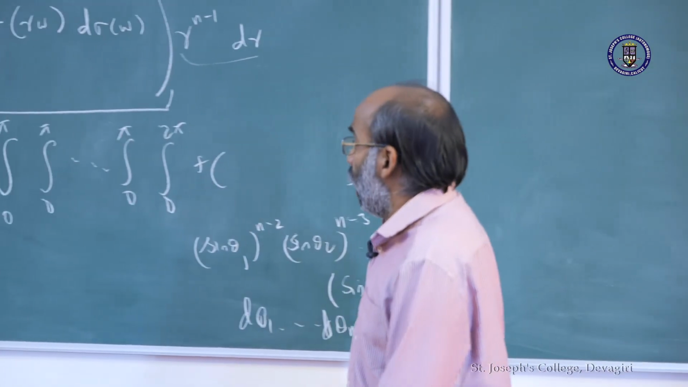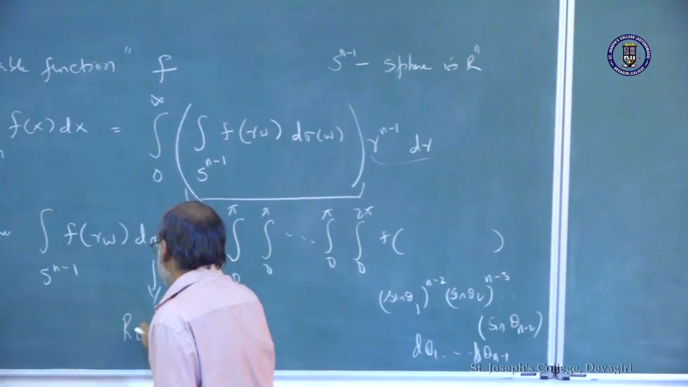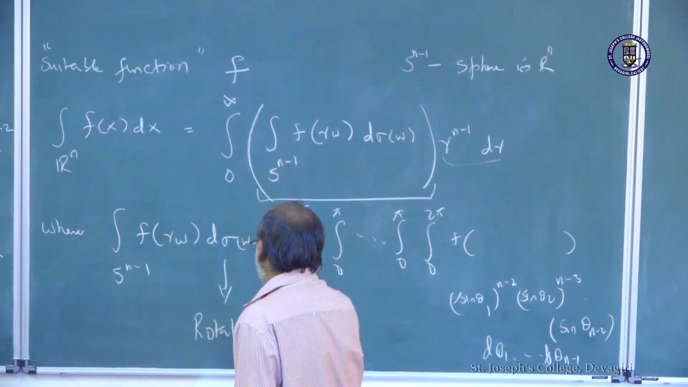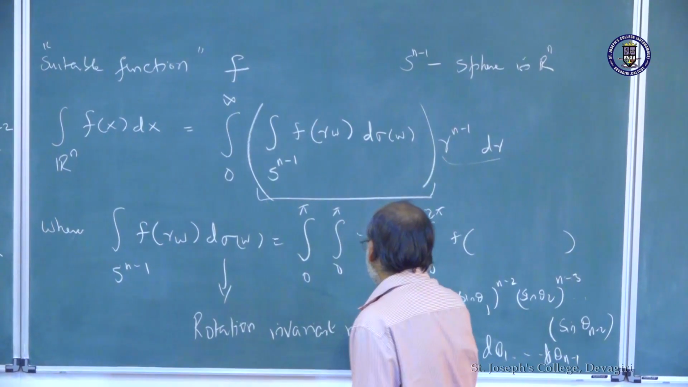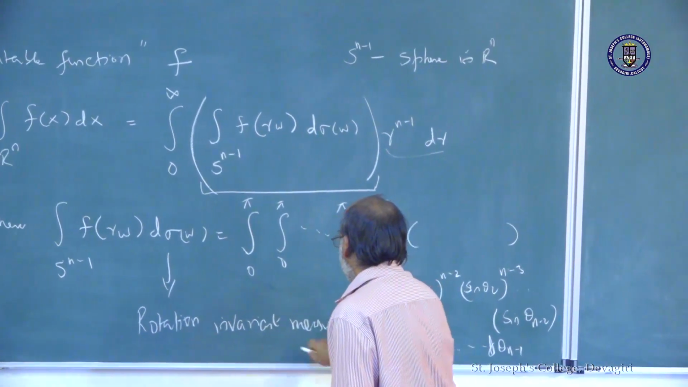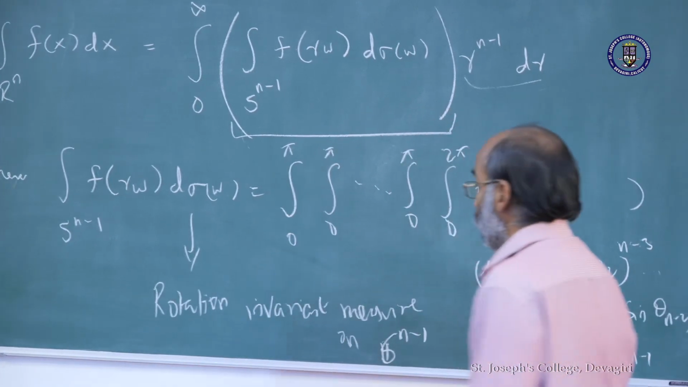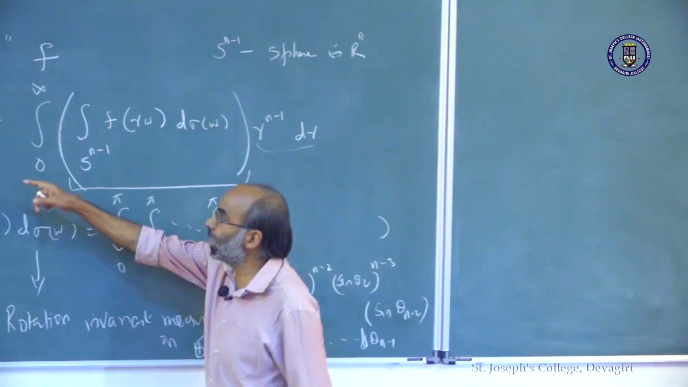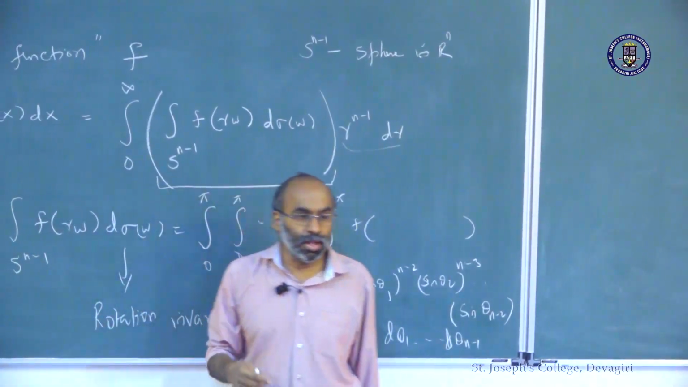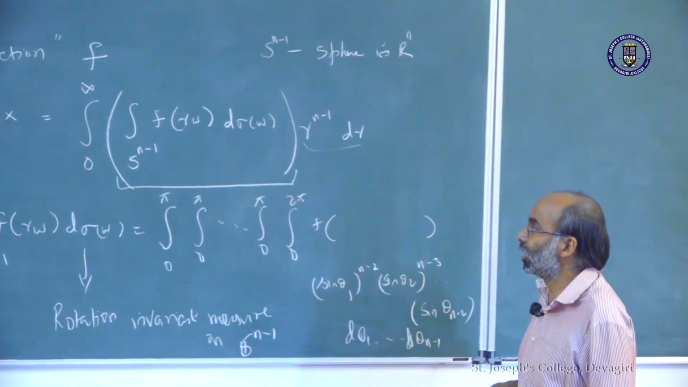One thing to note is that this is a rotation invariant measure on Sn minus 1. It is rotation invariant because dx, the Lebesgue measure, is rotation invariant, and so when you do the polar coordinates, you get something which is invariant under rotation.